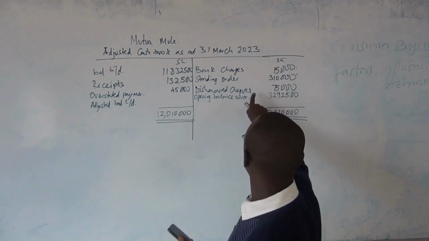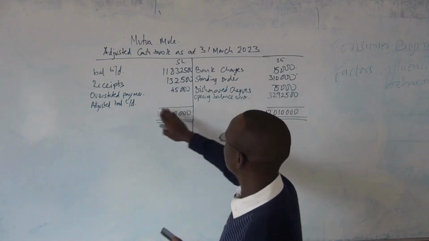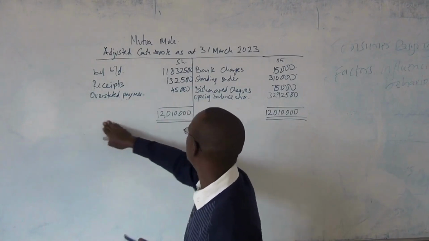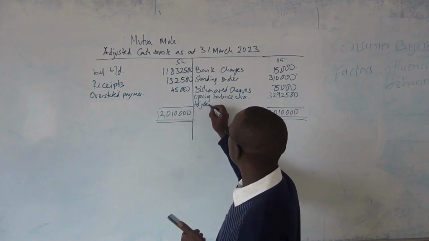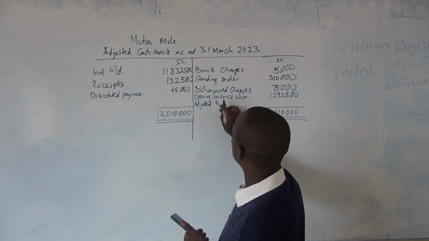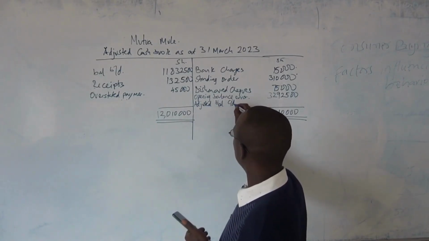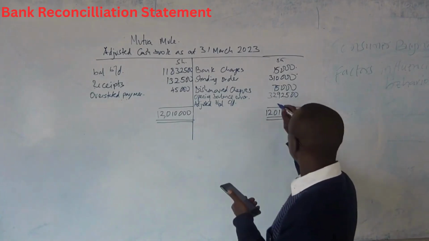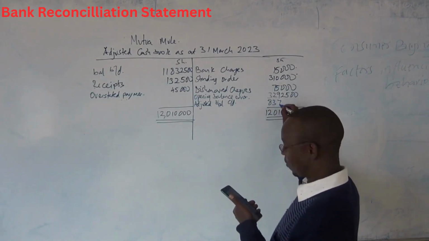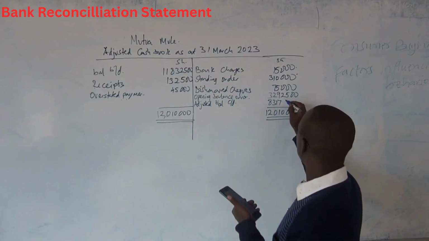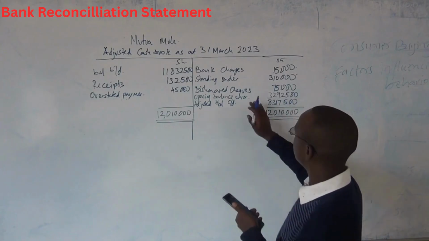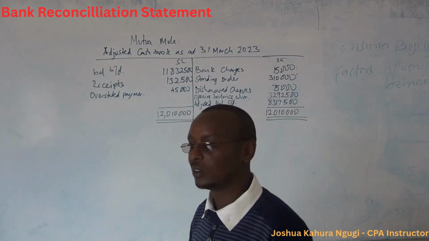Then the difference, you call this side. It already is here. Our adjusted balance carried down will be 8,317,500. So this is the adjusted cash book balance.